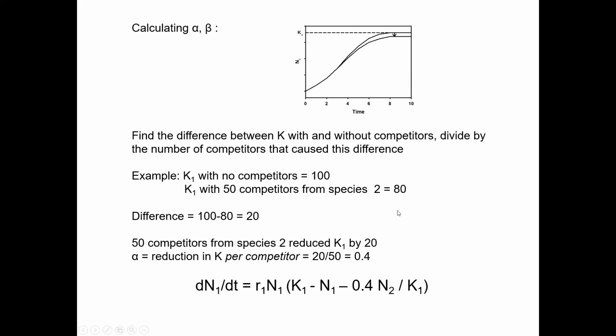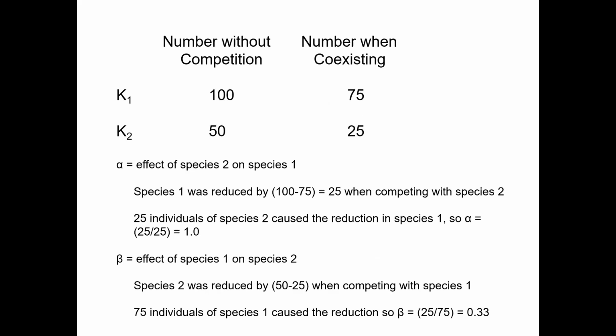So this is something that we can derive from observation. We add a competitor of some known number and we ask, how many of our target species have to die off to reach stability? We divide that number by the number of competitors we added, and that's the average effect of each competitor. End of story.